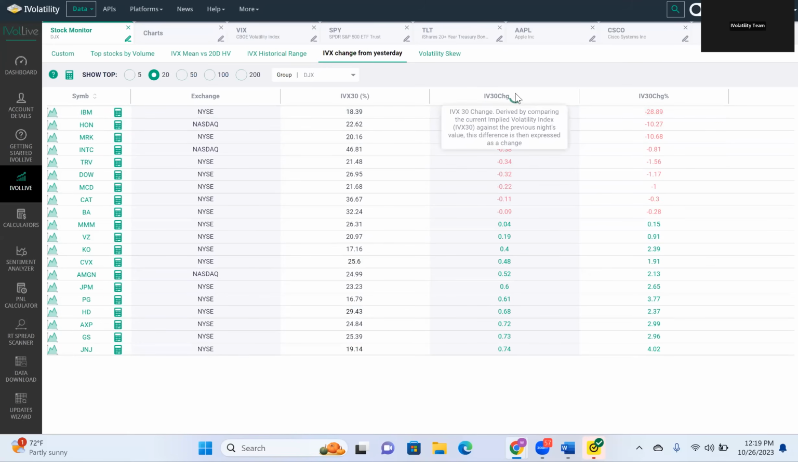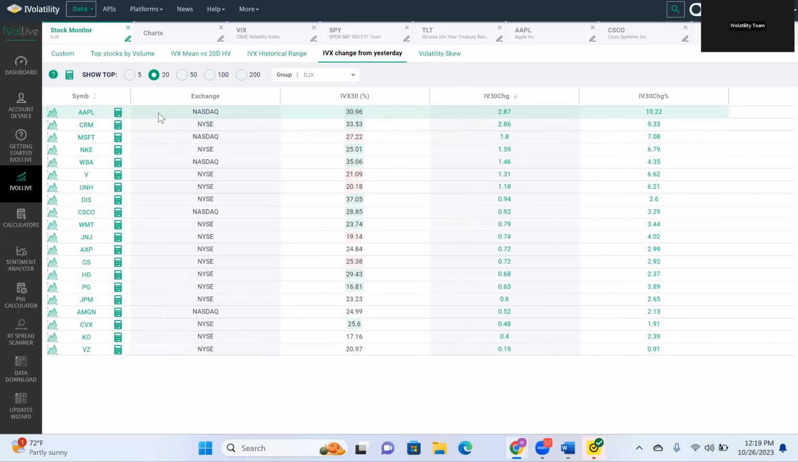Here we go. We can see Apple. There's our friend Apple again. Microsoft, a lot of these tech names, because they're announcing earnings, they're going ex-dividend. Here's Cisco again, Walmart, Home Depot, Amgen, CVX. And what this is telling us is the absolute points that it's gone up 2.87. So that means it was like the IVX of 28 or so yesterday for Apple.